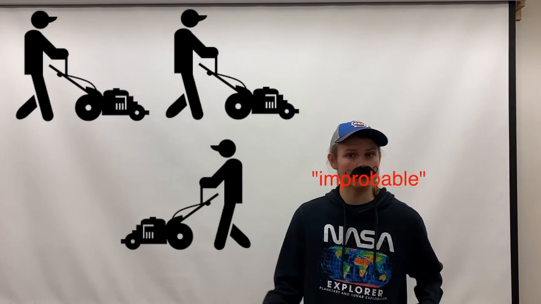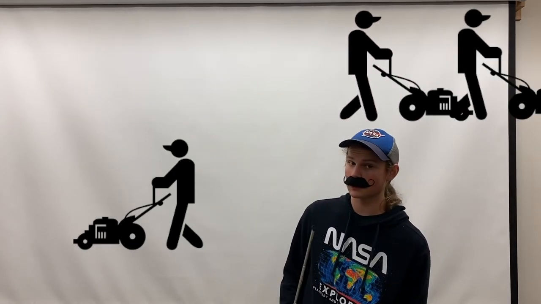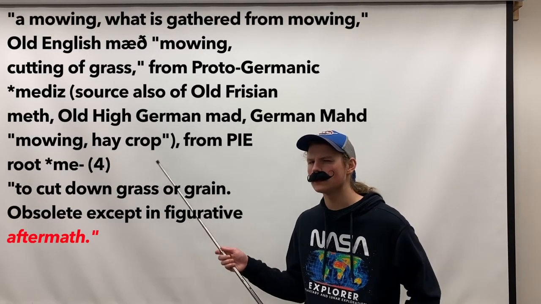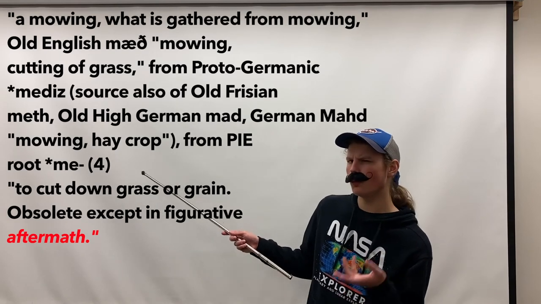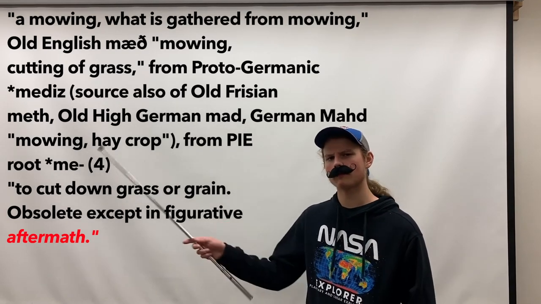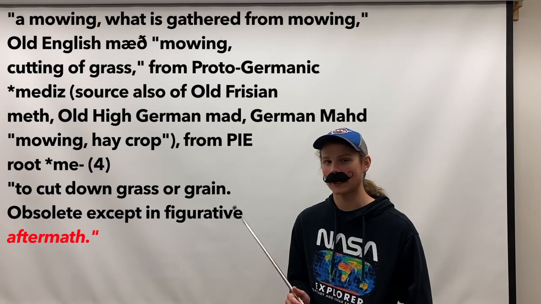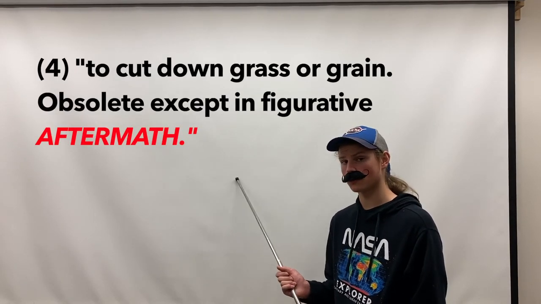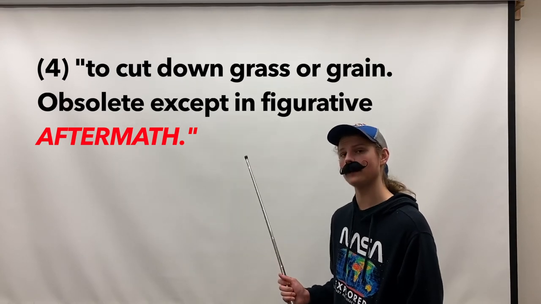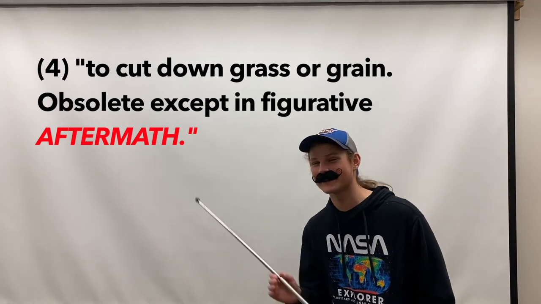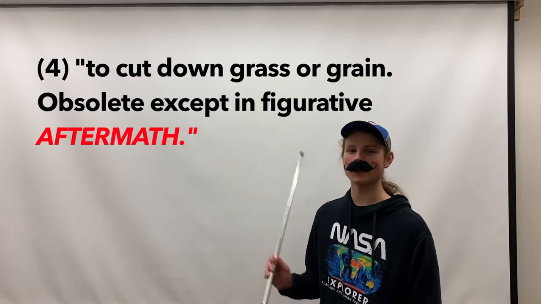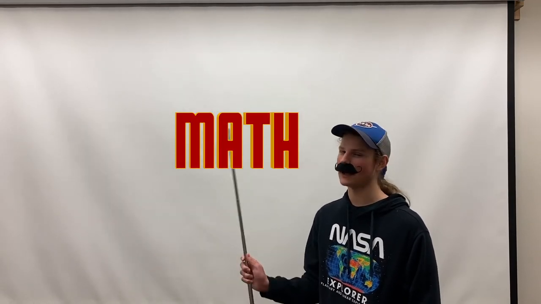But no matter how skeptical it may sound, that's just the truth as I was able to find it. In proper definition, it reads as follows. Quote, a mowing, what is gathered from mowing, Old English mǣð, and as you can see from the rest of this, there are many other words that I can't pronounce. Anyway, it continues, for to cut down grass or grain, obsolete except in figurative aftermath. Oh, and just in case that last bit piqued your attention, that's right, the math we've been investigating all this time is the math in aftermath.